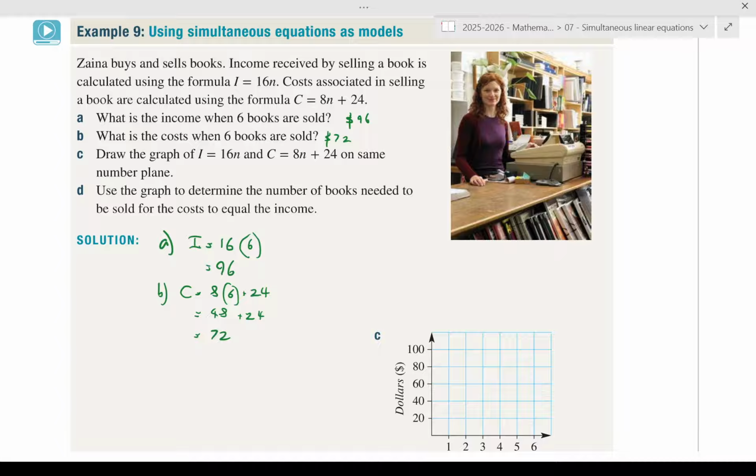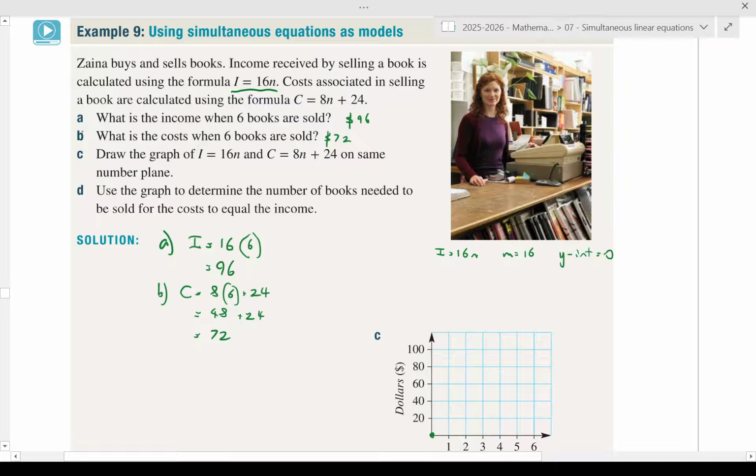I'm going to draw the first graph, I equals 16n, in green. For I equals 16n, my gradient is 16, and my y-intercept is 0. So I know I'm going to start down here. Now, with this graph, gradient equals 16, these numbers for my rise and my run aren't really going to help me. If I go across 1, I need to go up 16, which will be about there, which is a little bit awkward.